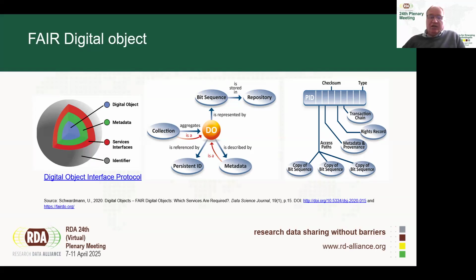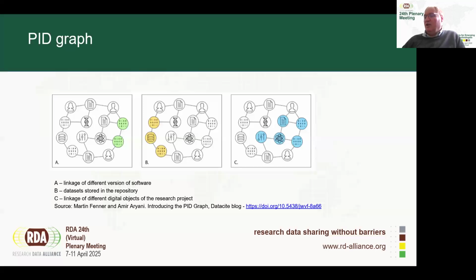Please, if we go to the next slide. Important is that we connect these digital objects which have PIDs. For example, in first, A, we have linkage of different versions of software, data sets in a repository, or digital objects of one research object, for example, software, lab notebook, etc.